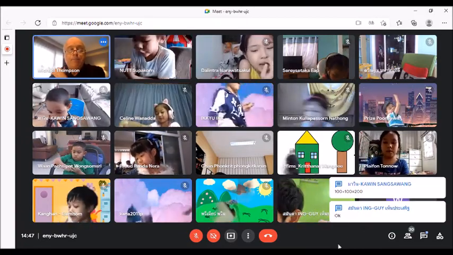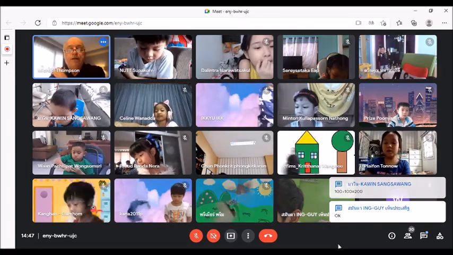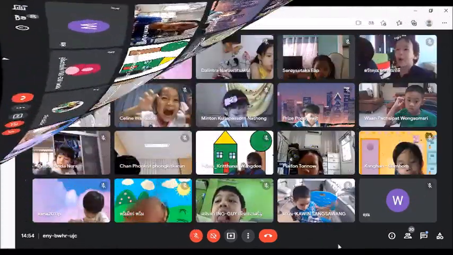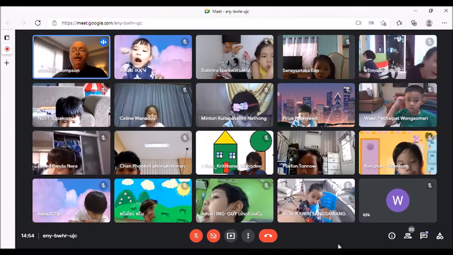Root and stem. Here we go. Here's parts of a. It's good. Let's put these away. We're almost finished.